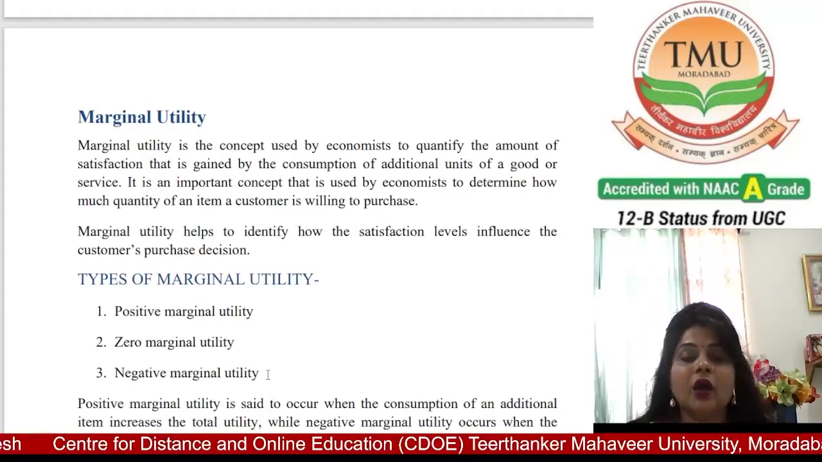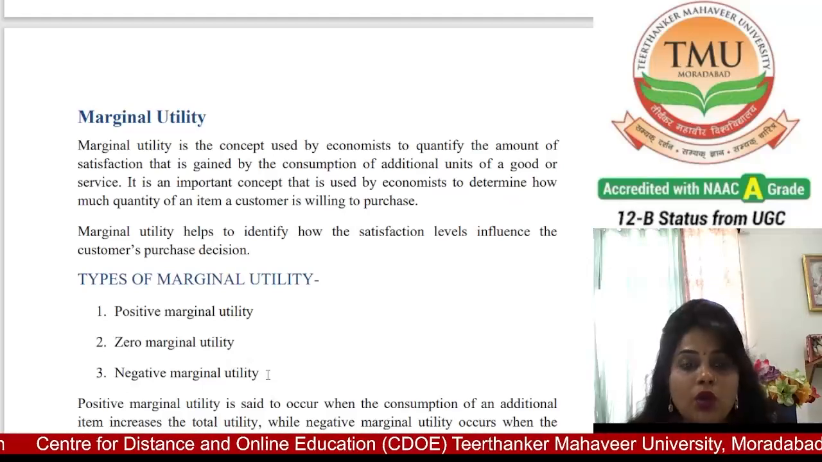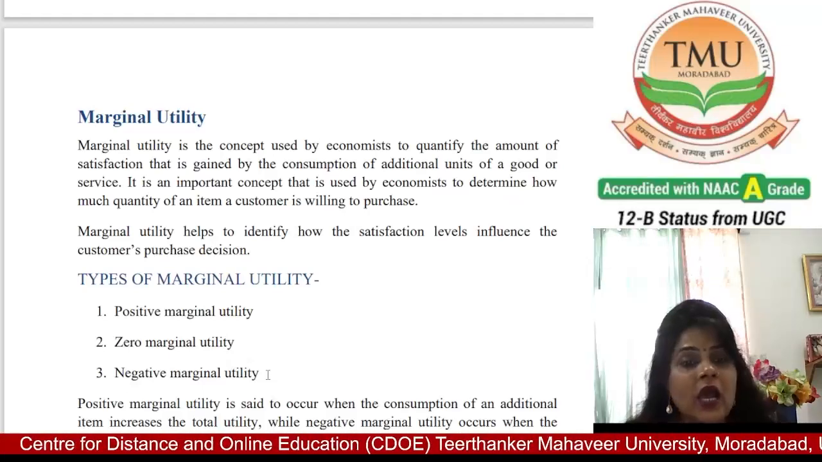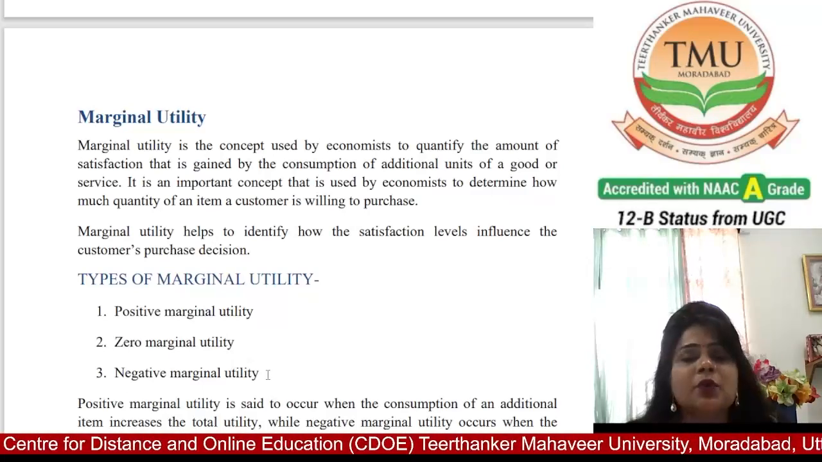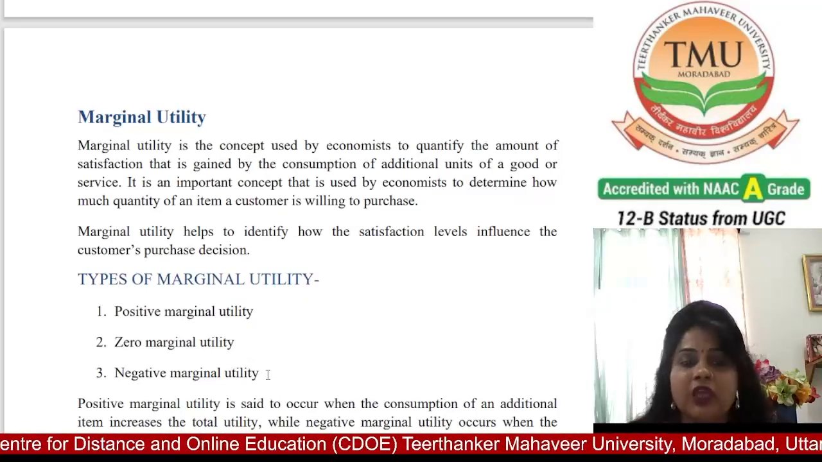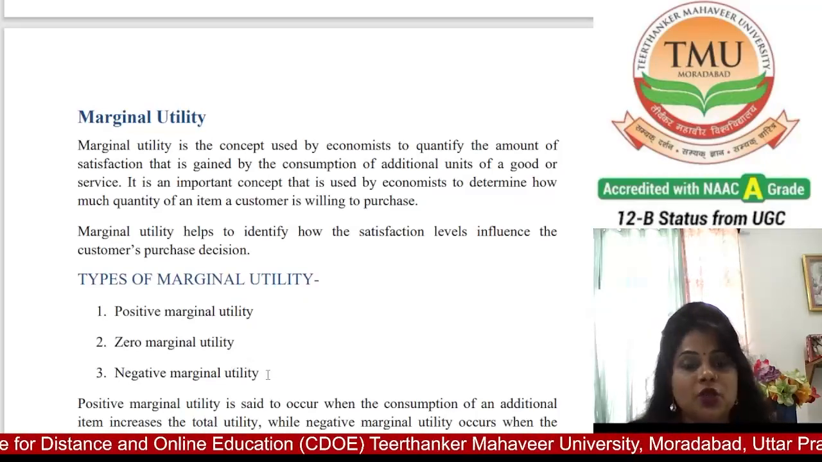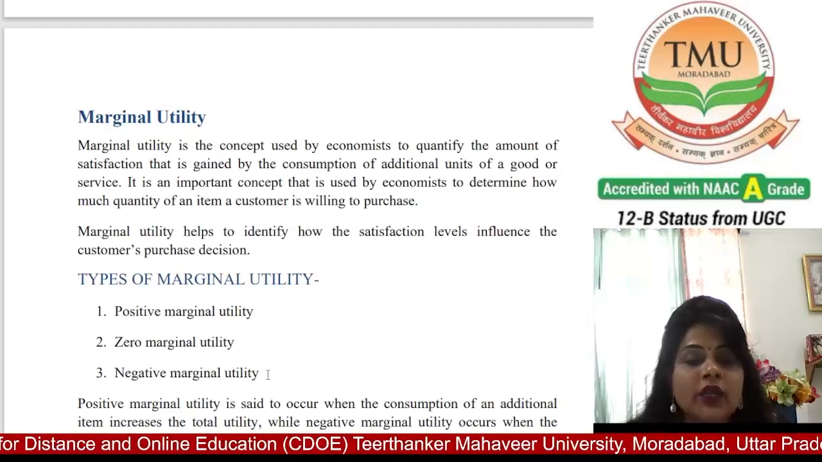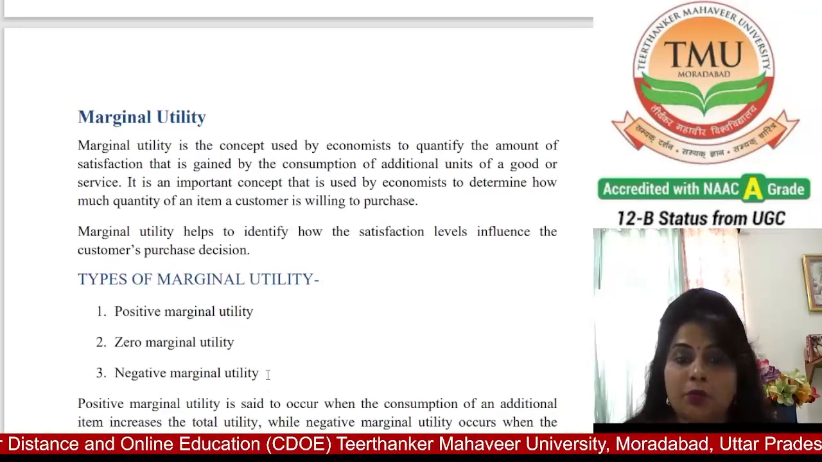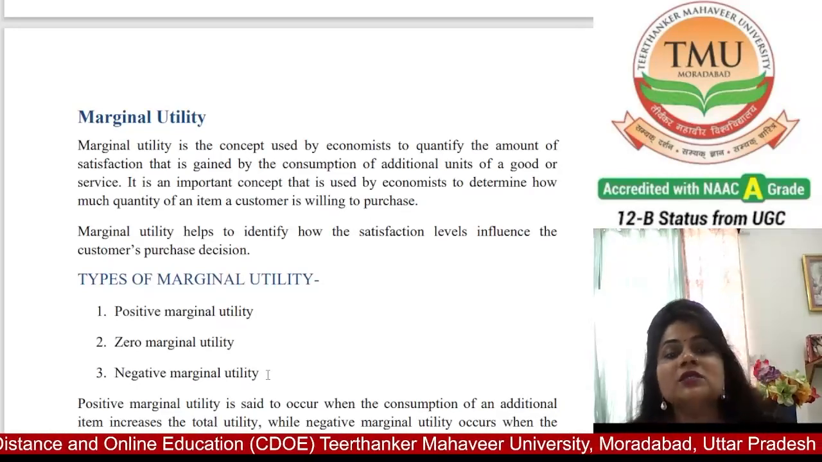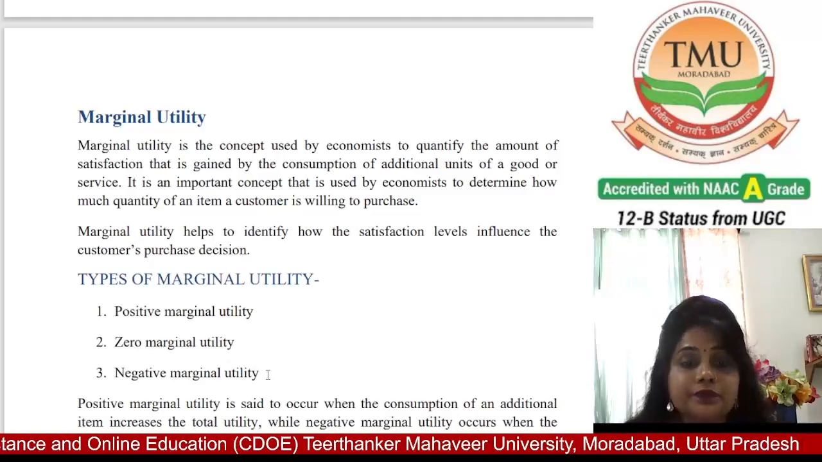Positive marginal utility occurs when having more of an item brings additional happiness. Suppose you like eating a slice of cake, but a second slice would bring you some extra joy. Then your marginal utility from consuming cake is positive. Now, second is zero marginal utility.